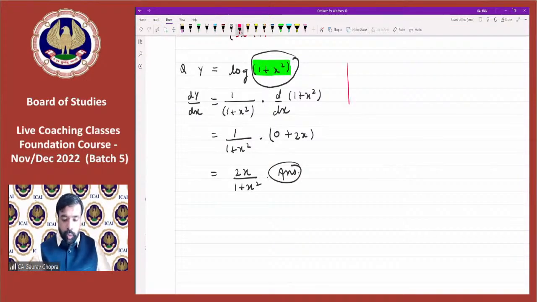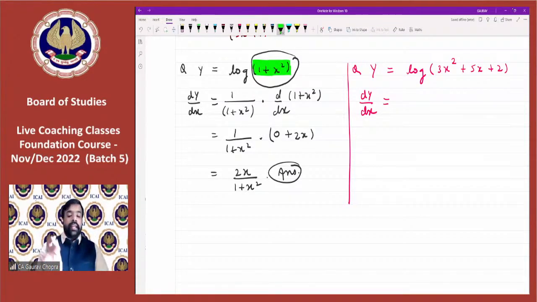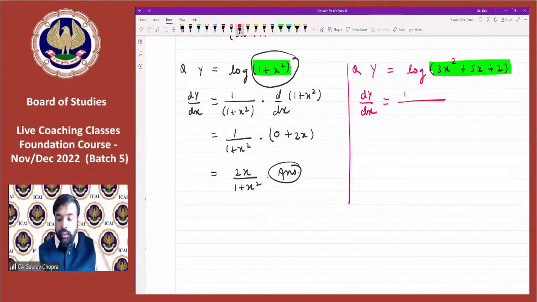Let us try one more. y is equal to log of 3x square plus 5x plus 2. Now this is the function. So what is the first step? We have to find the derivative of log and treat that complete value as x. So first of all, we have to write 1 upon that x.